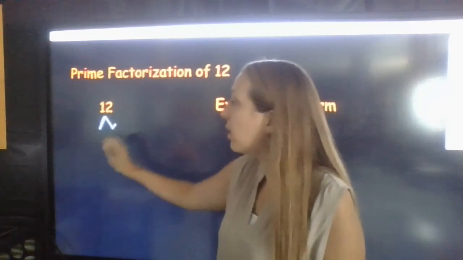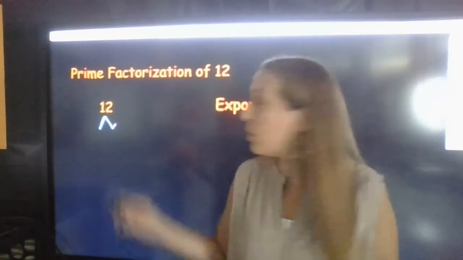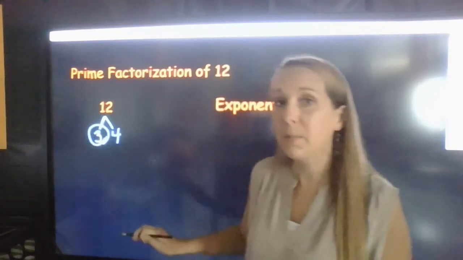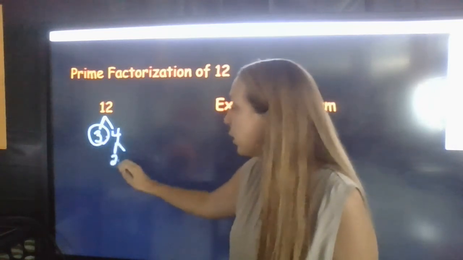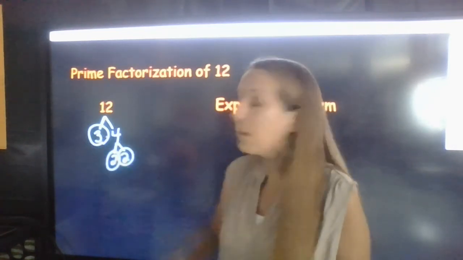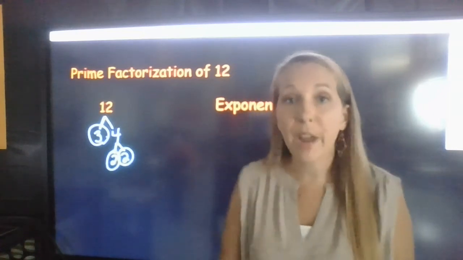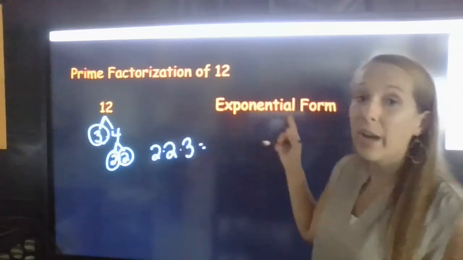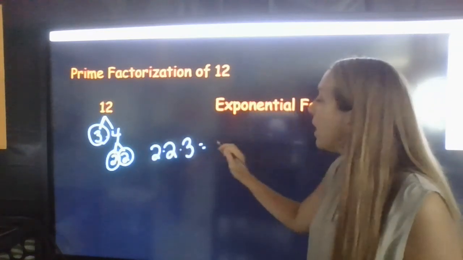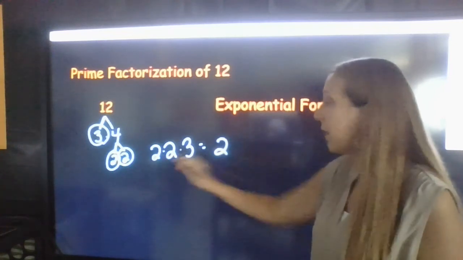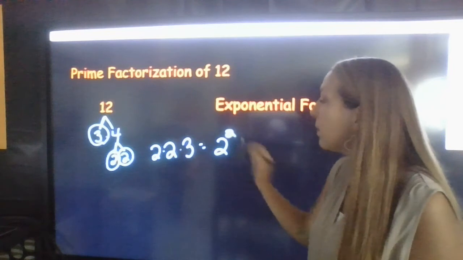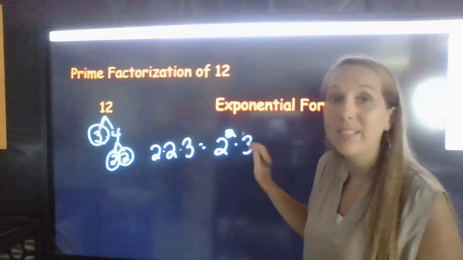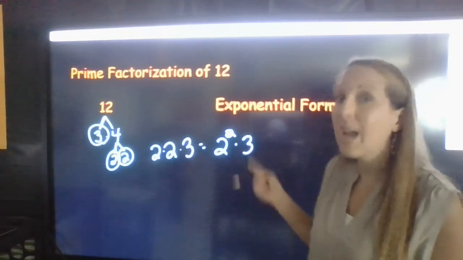All right, 12. We're going to break down 12. We could use 3 and 4, or 6 and 2. Either one of those works. So I'm going to do 3 and 4. I'm going to circle my 3 because it's prime. I'm going to break down 4 into 2 times 2, circling those because those are also prime. Your prime factorization for 12 is 2 times 2 times 3. Your exponential form for 12 is 2, because we have two 2's, so we put the exponent of 2, and then times 3. So your exponential form for 12 is 2 to the second power, or we can call that squared, times 3.